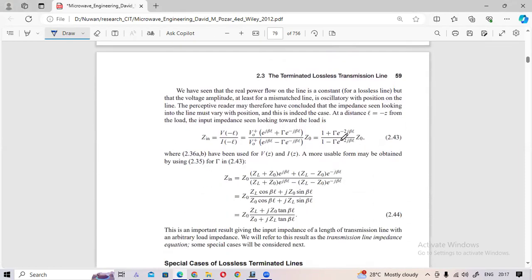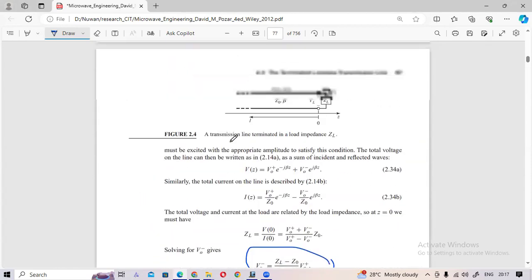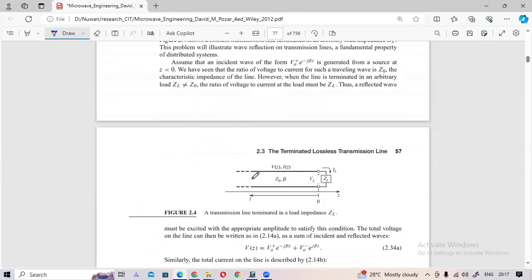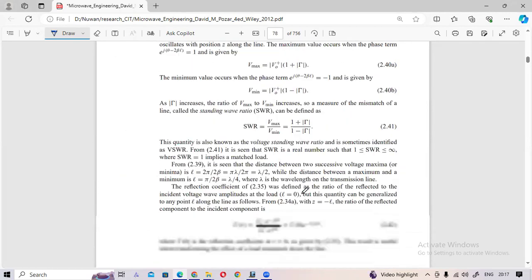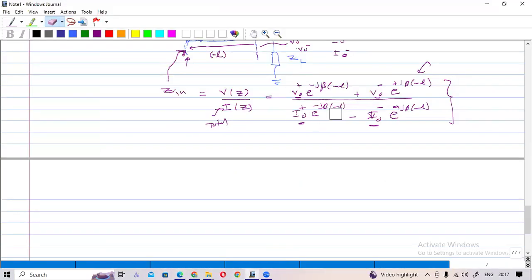Then you can see that Z in, you can get this equation. For Z in, you can get that term. Z in means the impedance at this point. So try to get this equation, but don't waste too much time on this one, because this derivation is not very important.